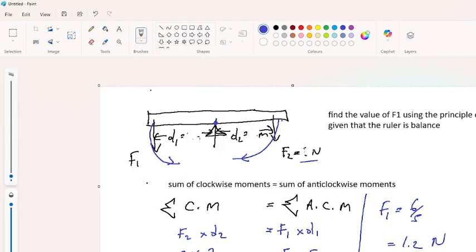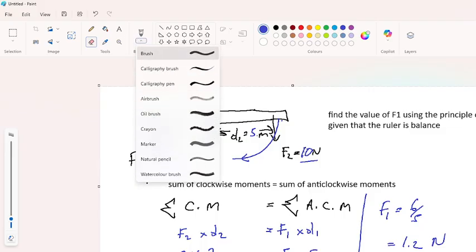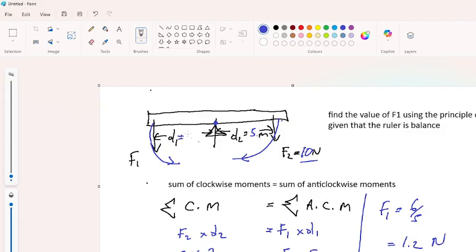I'm going to make this F2 equal to 10. Make this equal to 5. Now make this equal to 3. It's not going to be equal to 3. This is what I don't know. This is what I don't know. And make this equal to 12 newtons.